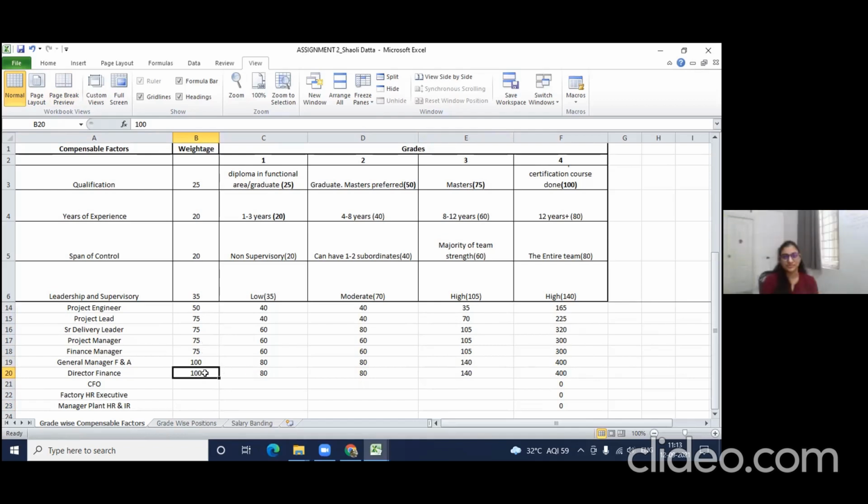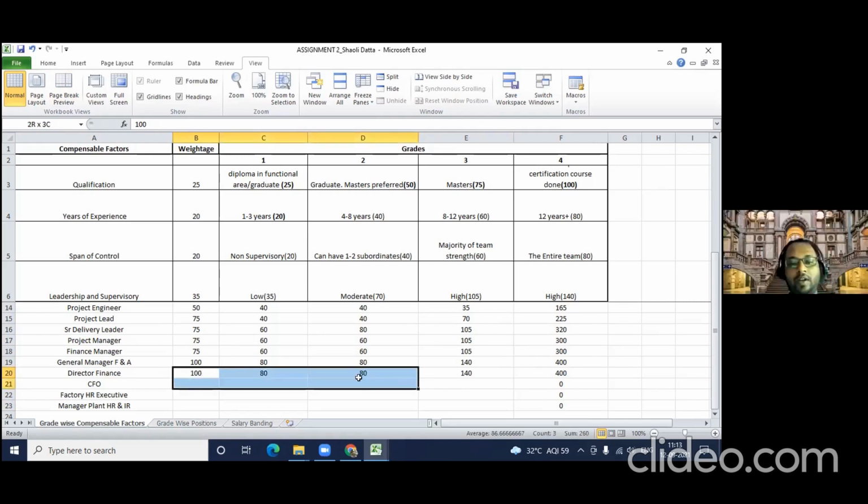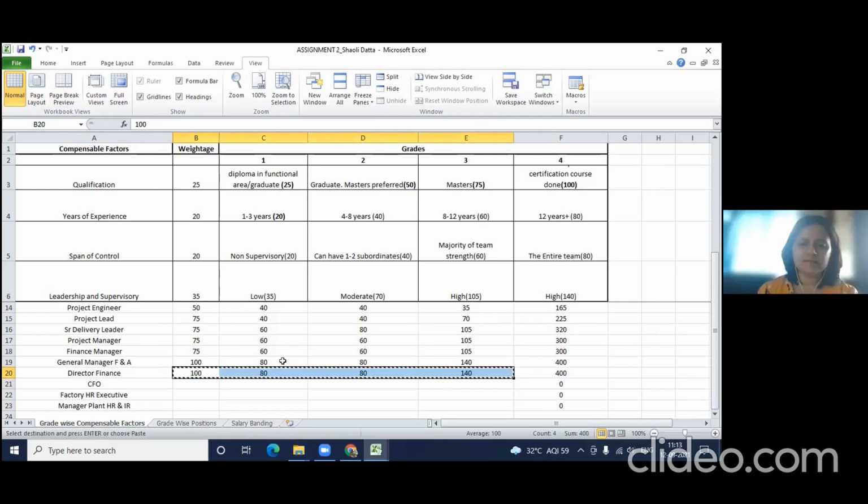Yes. PFO also 100. It should be on a higher scale. Maximum 100. Yes. 80, 80, 100. 140.